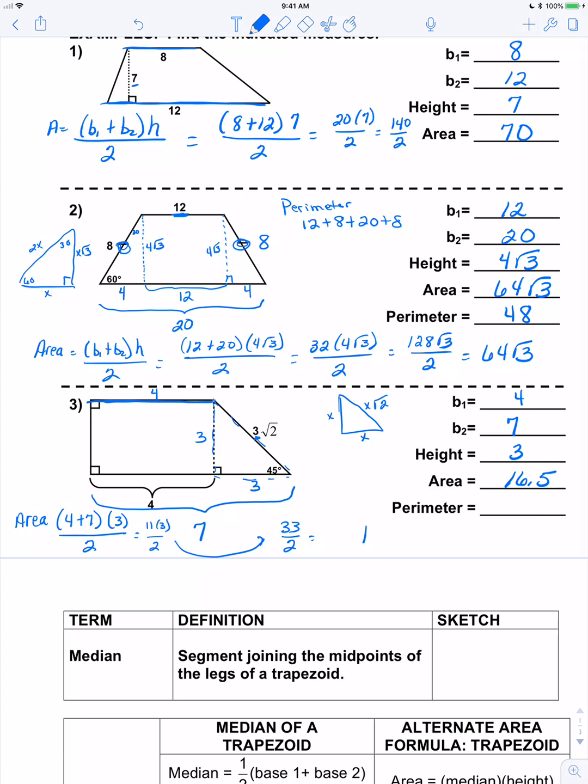Then for our perimeter, I'm going to add up all of our outside edges. So again, let's just make sure we've got everything labeled here. If this is our rectangle and it is 3, then we know that that side is also 3. So we've got 4 plus 3 plus 7, that whole bottom length, plus 3 square roots of 2. Remember, we can only add together like terms. So 4 plus 3 plus 7 is 14, plus 3 square roots of 2. And we have to leave our answer in that format unless you give a decimal.